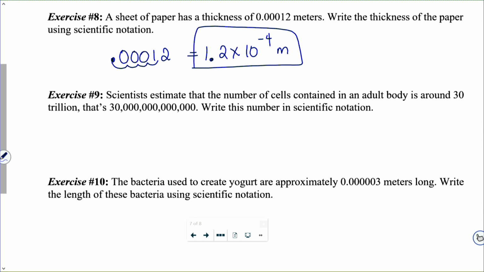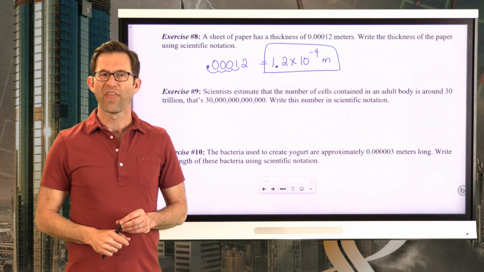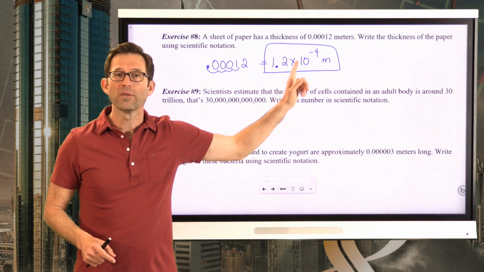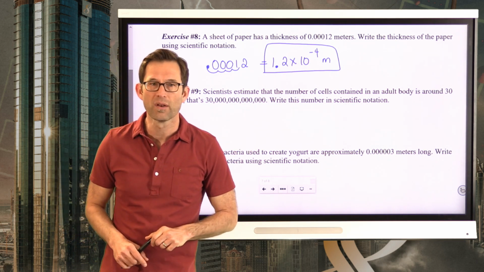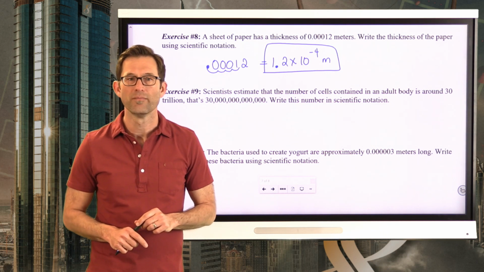Right? Quite small. I think it's 12/100,000th of a meter. That sounds weird. This is actually nicer. 1.2 times 10 to the minus 4th meters. I see that -4 on the 10, and I know this is small.